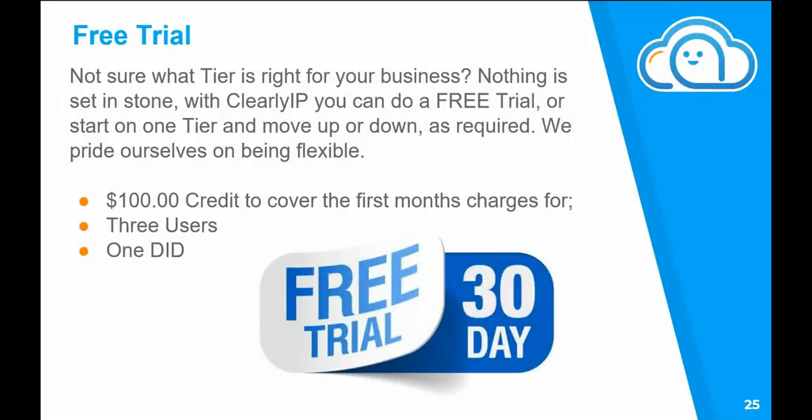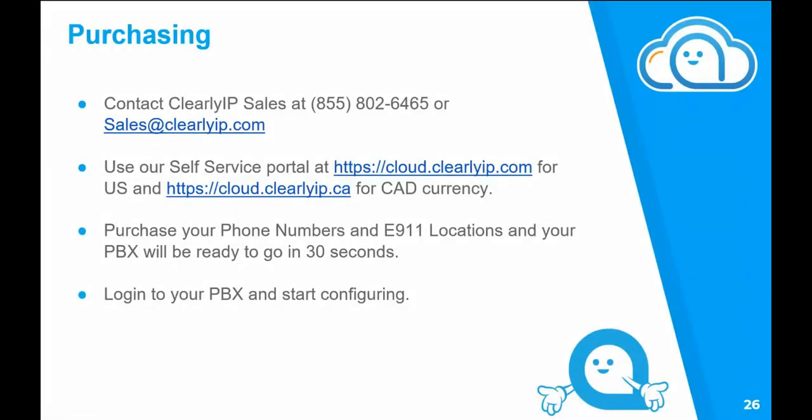Another way ClearlyIP sets itself apart from the competition is with our free trial program for 30 days. Try before you buy. I'm a big believer in this, and we are super confident that once you test run Clearly Cloud, you're going to see everything that it offers and that it meets all your needs. So to purchase, you can call or email sales, or you can access our self-service portal at cloud.clearlyip.com. This is where you can organize your phone numbers and your E911 dispatchable locations. You can be up and running in around 30 seconds, and I think that is pretty fantastic.